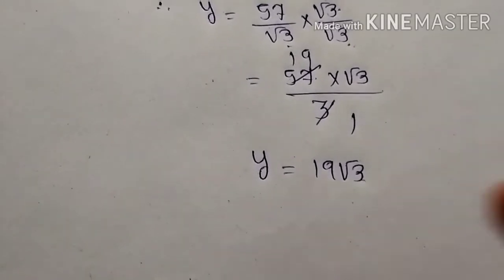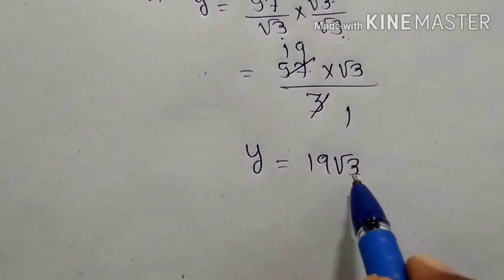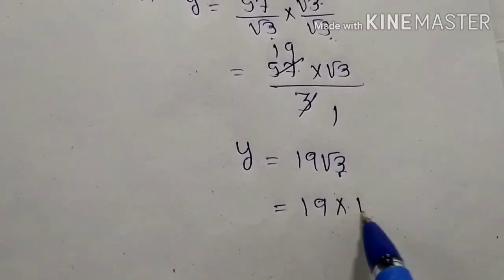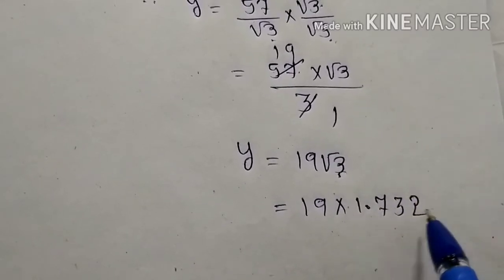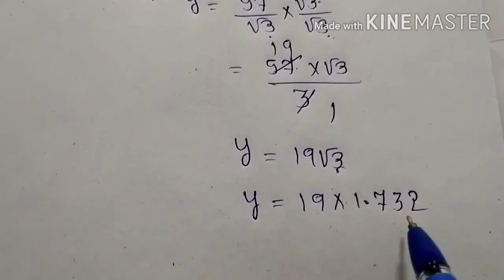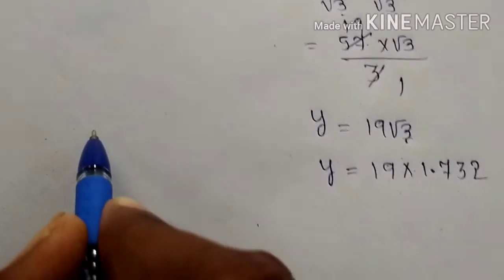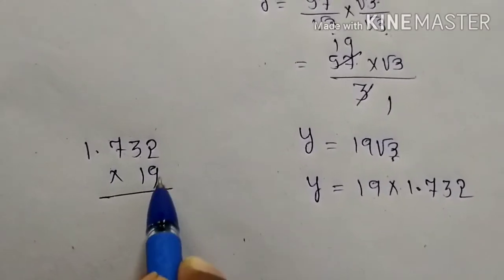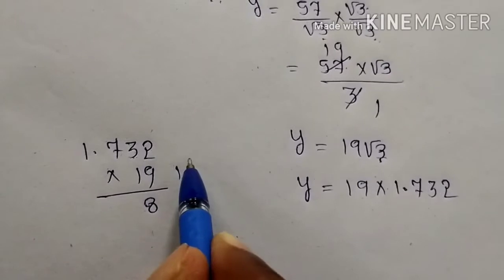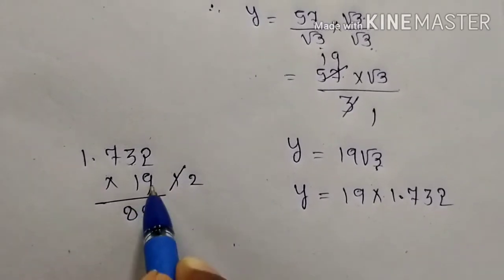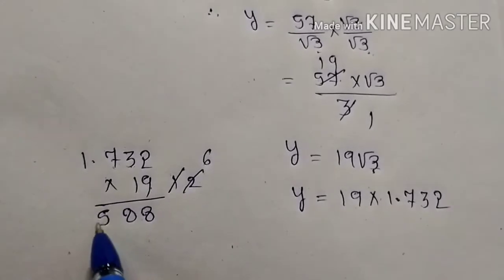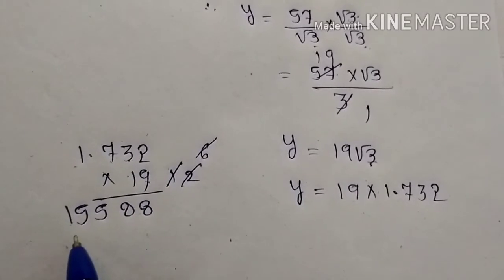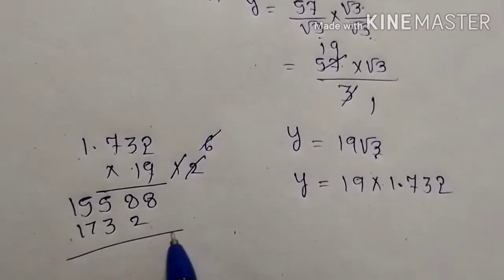Walked towards the temple. If possible, you can substitute the root 3 value. How much is it? 1.732. You can write here 19 into 1.732. y is equal to 19 into 1.732. You can simplify here: 1.732 into 19. 9 2s are 18. 9 3s are 27, 27 plus 1, 28. 9 7s are 63 plus 2, 65. 9 1s are 9, 9 plus 6 is how much? 15. Here 1 into 1732 you will get 1732 only.